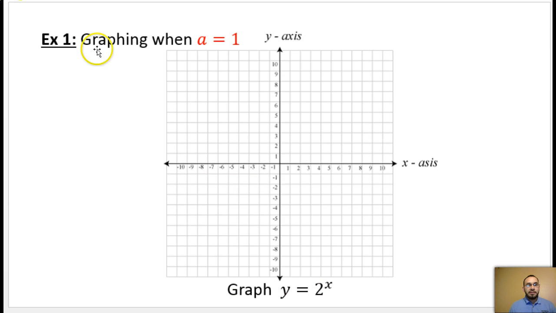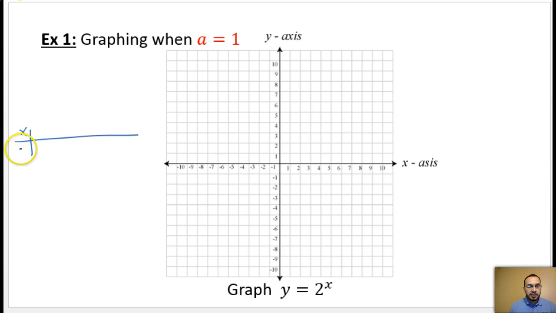So here we want to graph when a is equal to 1. We want to graph the equation y is equal to 2 to the x power. So y is equal to 2 to the x power. So whenever they give us an equation and we know that a is equal to 1, what we usually want to do is to create a table. Since we don't know anything else about graphing these exponential graphs, when in doubt, always do a table when you need to graph something.